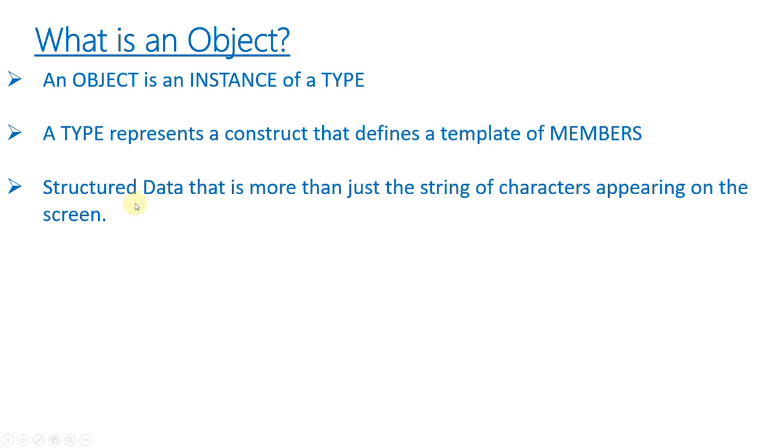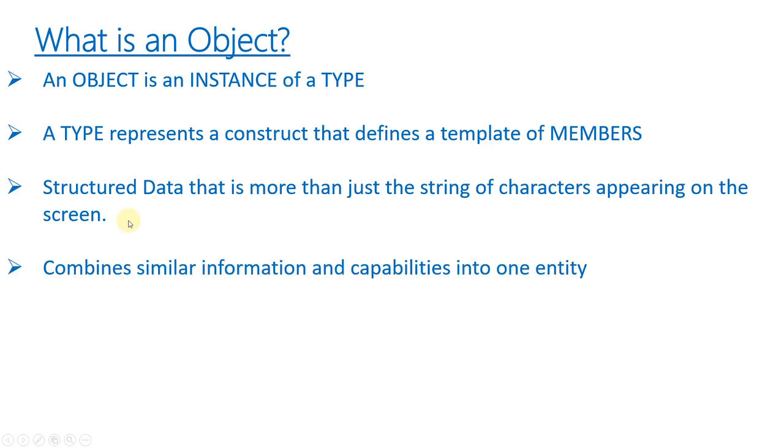An object is also structured data that is more than just the string of characters appearing on the screen. So when we create any object, it will not have all the information displayed on the screen. It will have hidden information in it, and whenever we require any particular information, we can fetch the information or method of any object as per our requirement.